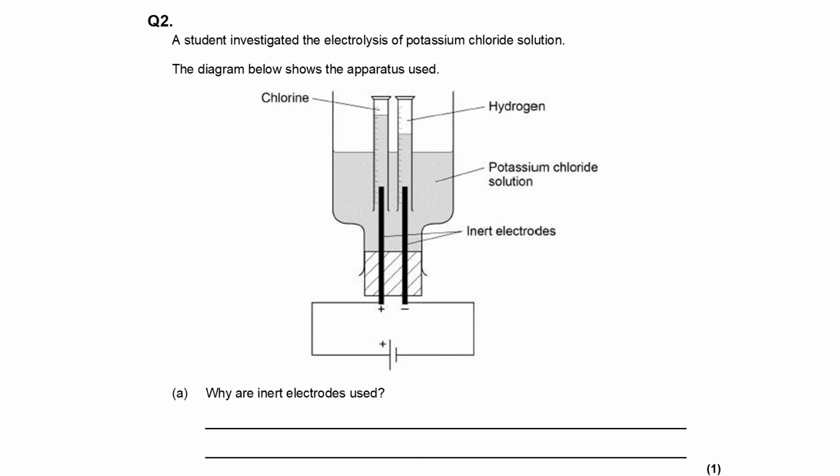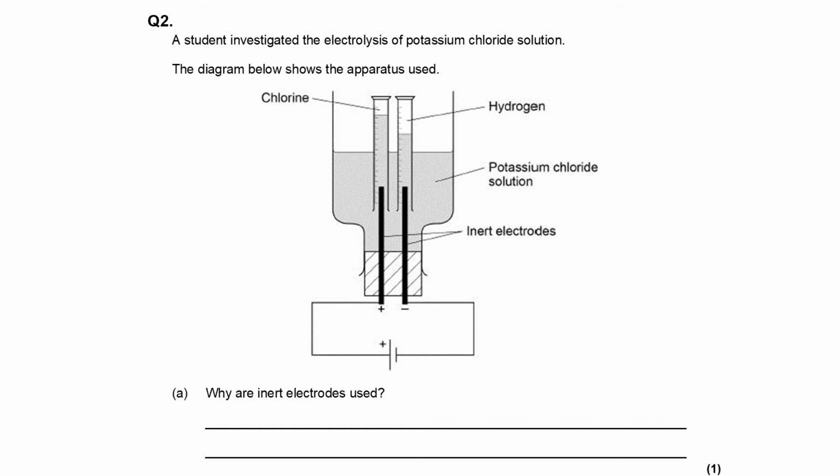So what ions must be present? It's a solution, so it must have something else added apart from just potassium and chloride ions. You've got inert electrodes, so they must be made out of graphite, for example. And then part A says, why are inert electrodes used? So what does the word inert actually mean? So you can pause the video now so you can answer the question.